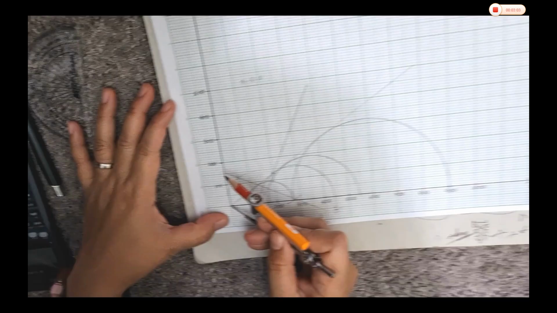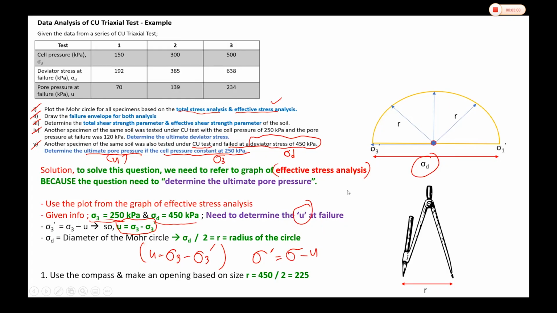So in order to plot the Mohr circle, you should have the radius R. How do we get the radius? Sigma D divided by 2 is equivalent to R, the radius of the circle. In this question, sigma D is 450 divided by 2, so you will have 225 for the radius of the circle.